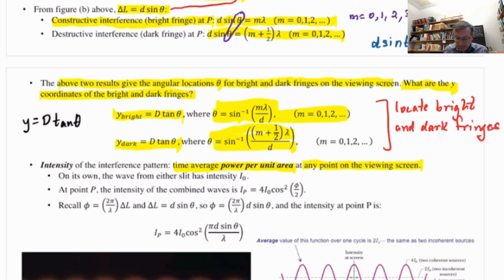All right, so here's some things we need to know. On its own, the wave from either slit by itself, one slit only, has some intensity we're going to call I0. That doesn't mean initial intensity, it just means the intensity of the light going through a single slit.